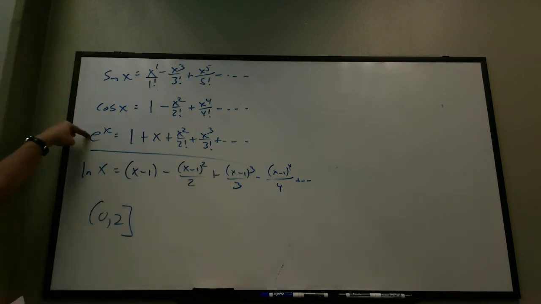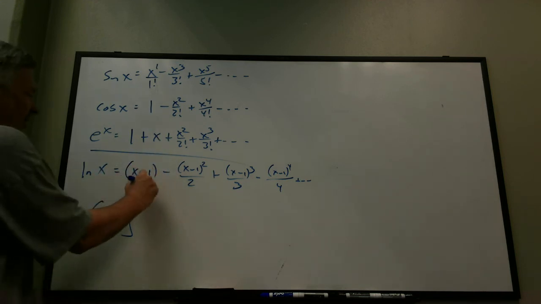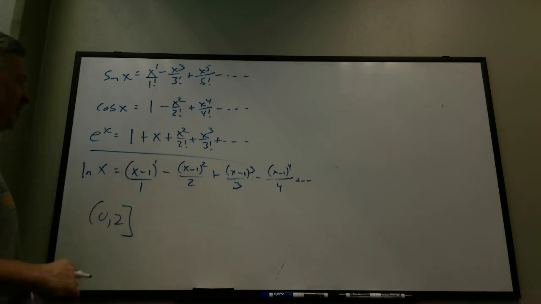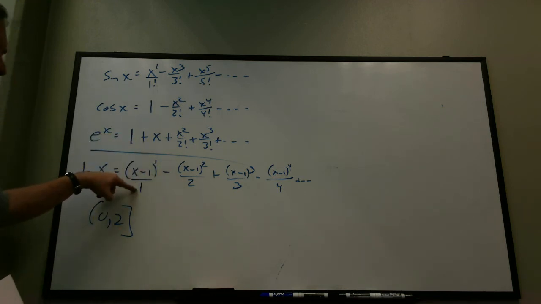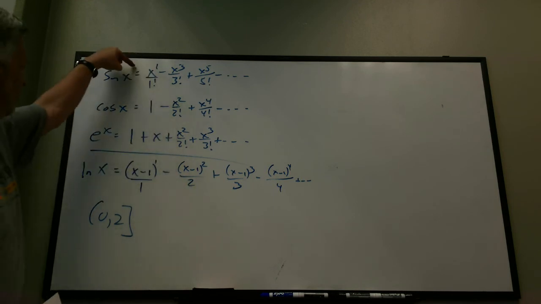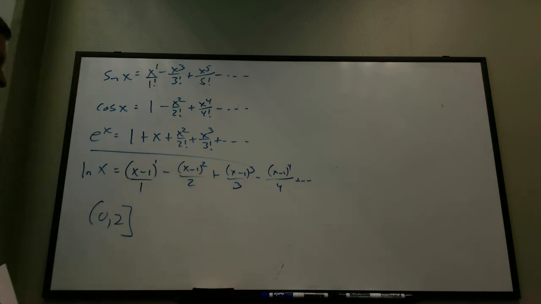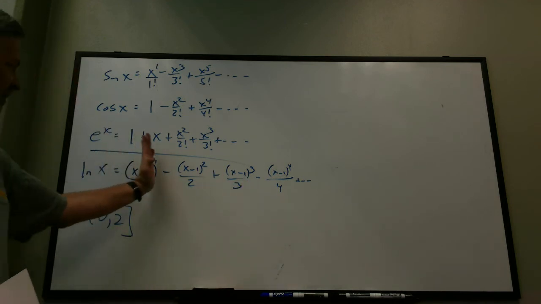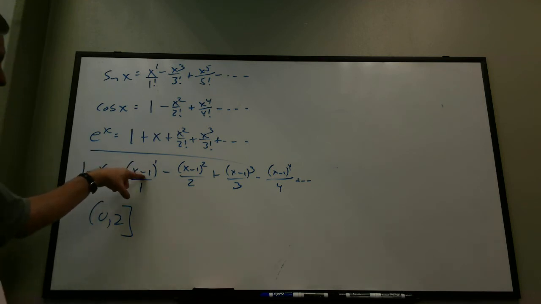So e to the x is the only one of these 4 that doesn't alternate. It's x minus 1 first, if you want to think of that as over 1. So notice the power of the x minus 1 in the numerator matches the number in the denominator. But what's the big difference here? There are no factorials. For sine, cosine, e to the x, they're all factorials. For natural log, they're not. Be careful. But it does alternate plus, minus, plus, minus. And you have to remember, even though it says natural log of x, we're centering at 1, x minus 1. Now, it makes sense.